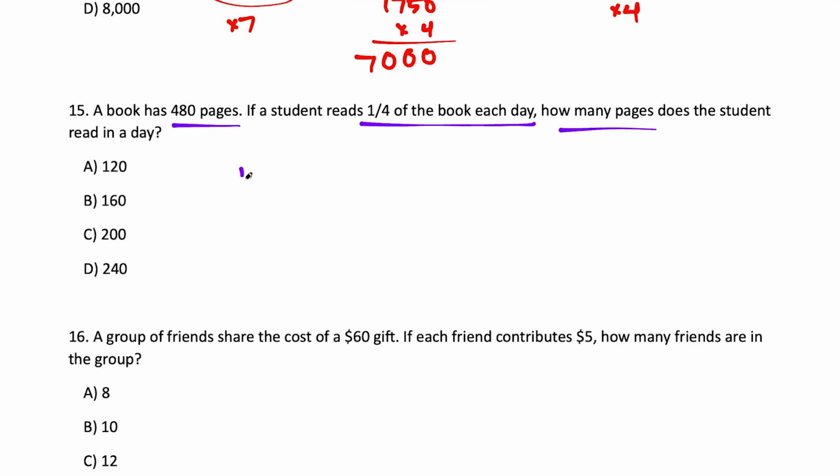So for this question, all we're going to do is take 480 and we're going to take 1/4 of it. So we're going to multiply by 1/4. And just know that when you multiply by 1/4, this is the same thing as dividing by 4. So we're going to do 480 divided by 4.